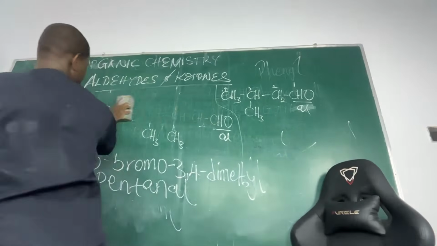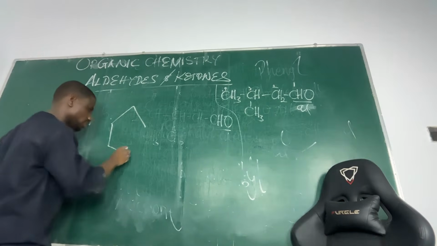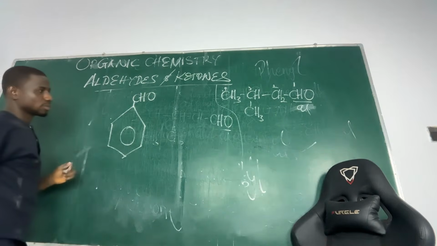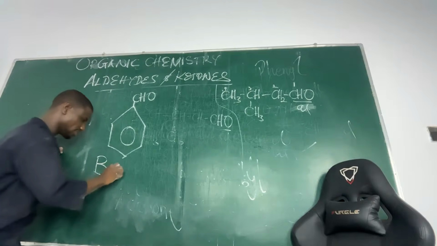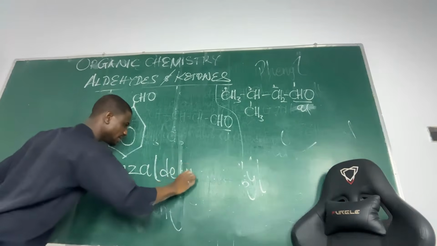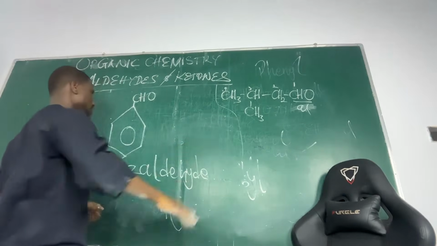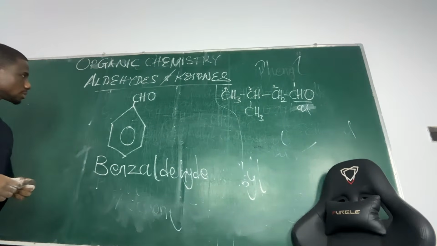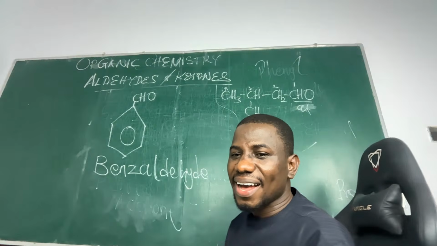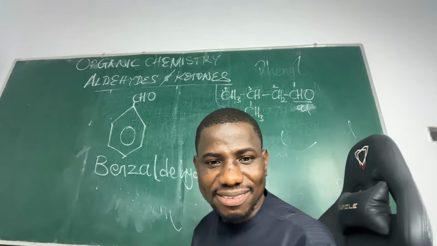Look at this. So we have the benzene here, combined with this CHO. This is benzaldehyde.